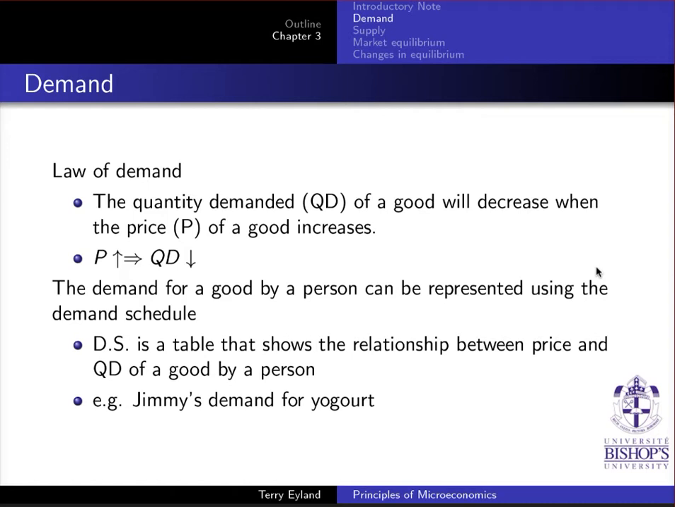Some people would argue that if you were to put the price up of a car, going from a Toyota to a Porsche or something else, you have a situation where quantity demanded may go up. Here you're comparing two different goods. It's important that you are looking at one specific good.